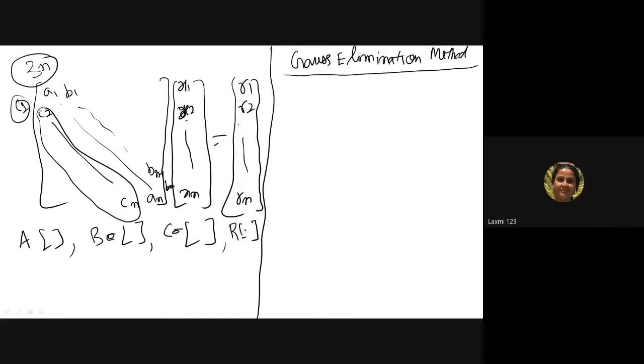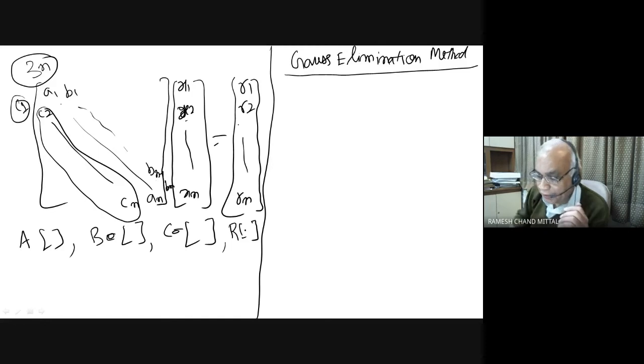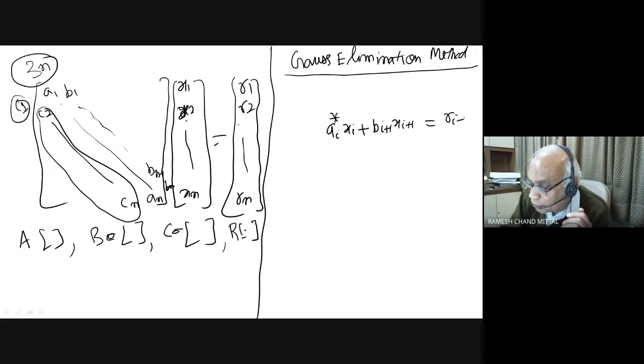Right? Now, what is the meaning? The meaning is that, please understand, if I come to the ith row, then I have ai star xi plus bi plus 1 xi plus 1 is equal to ri plus 1 star. This is my ith row, because when I make my below diagonal, the subdiagonal, 0, then only my diagonal element A2 will be changed by B1.